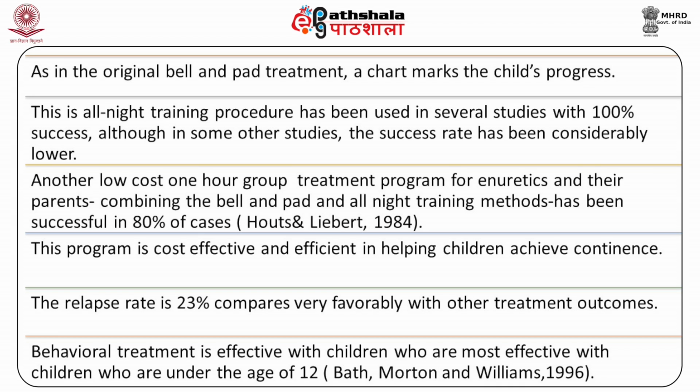This all-night training procedure has been used in several studies with 100% success, although in some other studies the success rate has been considerably lower. Another low-cost group treatment program for enuretic children and their parents, combining the bell and pad and all-night training methods, has been successful in 80% of the cases. So this program is cost-effective and efficient in helping children achieve continence, and the relapse rate of 23% compares very favorably with other treatment outcomes.